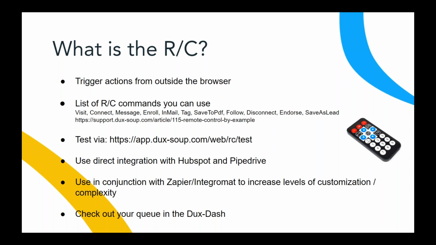There's a list here of remote control commands that you can use, and they basically echo the automated actions that you see under your Dux-Soup options. So you can see here we've got visit, connect, message, enroll. You can now enroll people into your chosen campaign, in-mail, tag, save to PDF, follow, disconnect, endorse, and save as lead. I'll put a URL here.